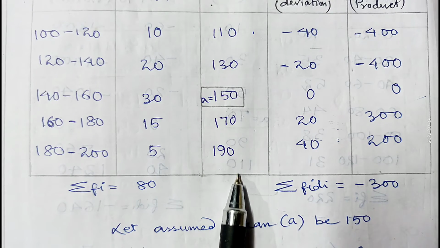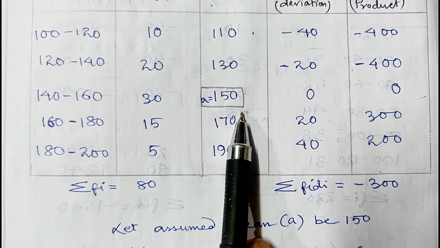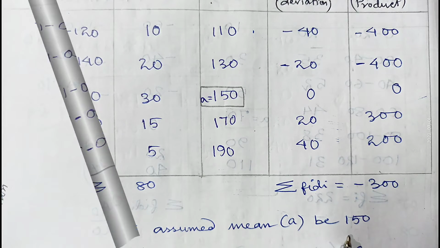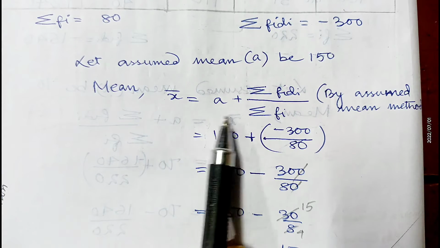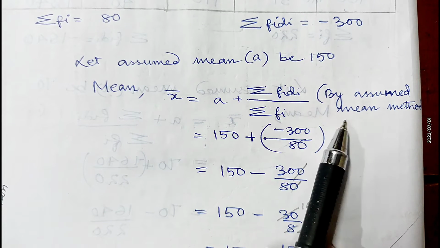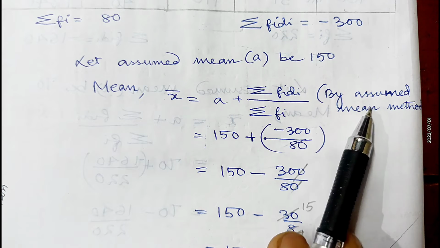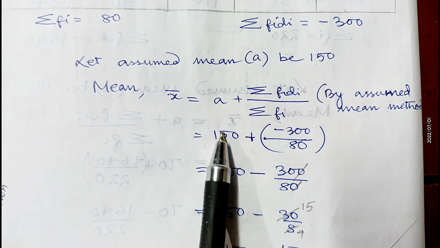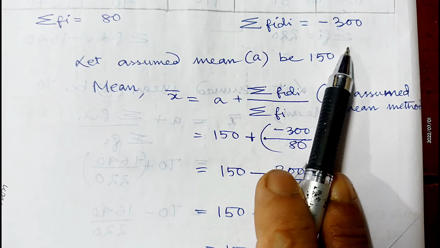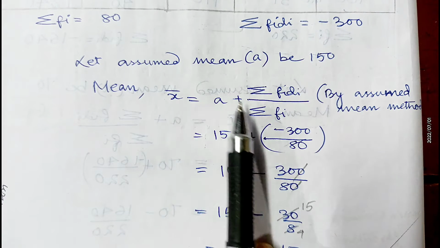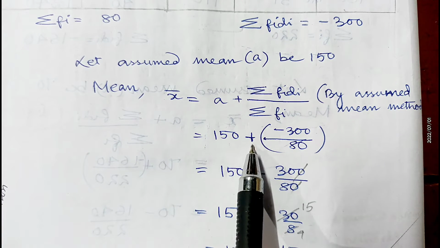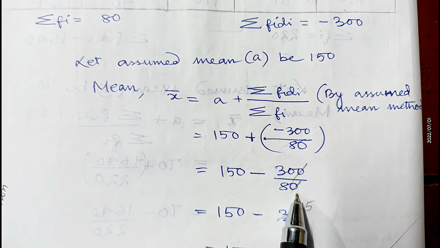In this particular sum, we have considered 150 to be the assumed mean. So we have to mention let assumed mean a be 150. Mean x bar equals a plus summation fidi by summation fi. In brackets, you just mention that we are using the assumed mean method. Now a we have considered 150, plus fidi we got minus 300 and fi is 80. So it will be 150 plus minus 300 by 80.